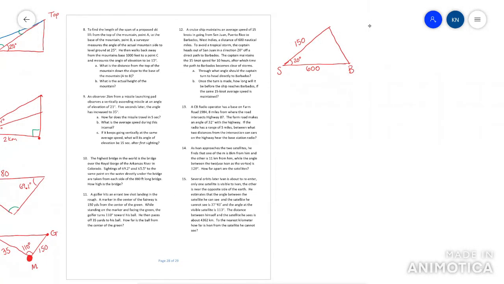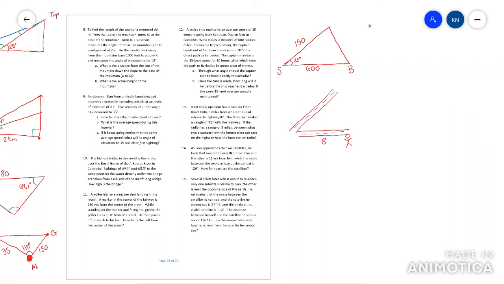Okay, next up, there's a CB radio operator. We'll say he's here. And he has a base on Farm Road 1984. So here's the road. All right, and there's another road, Highway 87, that intersects. So there's going to be another road here that intersects. And where he currently is is 8 miles from that intersection.